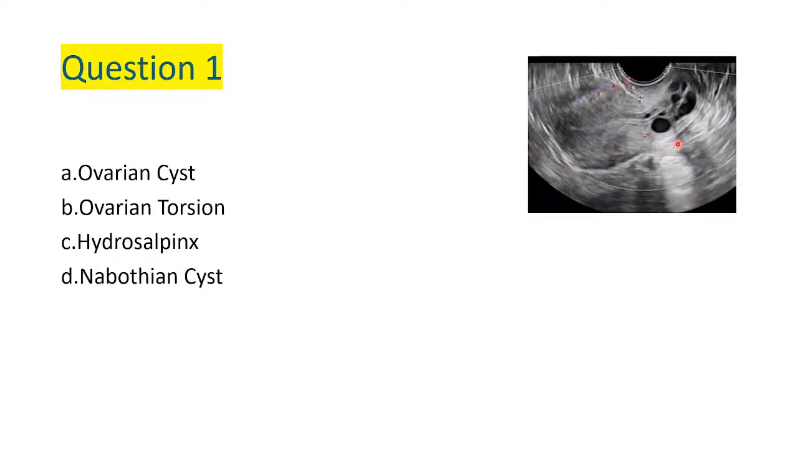So these are Nabothian cysts. The cysts that occur in the cervix are what are called Nabothian cysts. If the same cysts occur in the vagina, they are called Bartholin cysts.